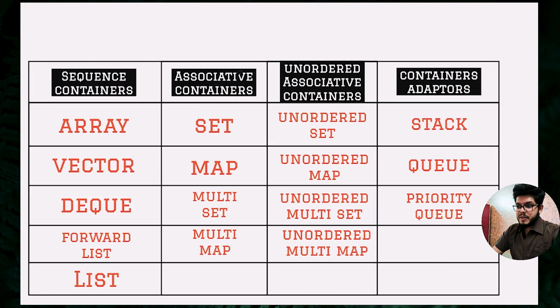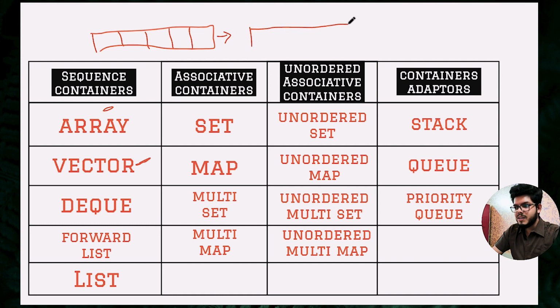In sequence containers, we store the data in sequence, that is linearly. For example, in an array, the data are stored in the form of a sequence, one next to each other, right? In an array, the size is fixed, while in the case of vectors, it is a dynamic array. Again, it is stored in linear fashion, but we can anytime increase the size of a vector. So it's called a dynamic array, right?